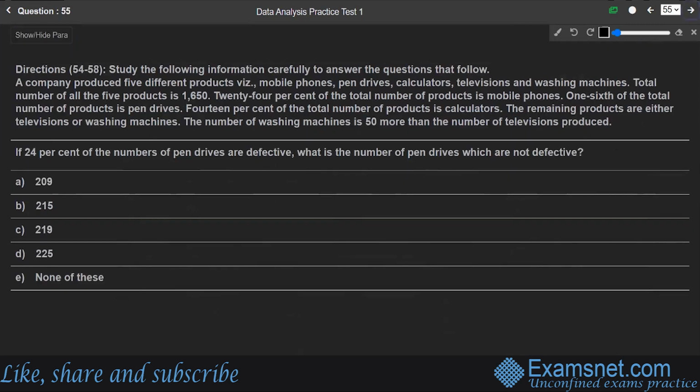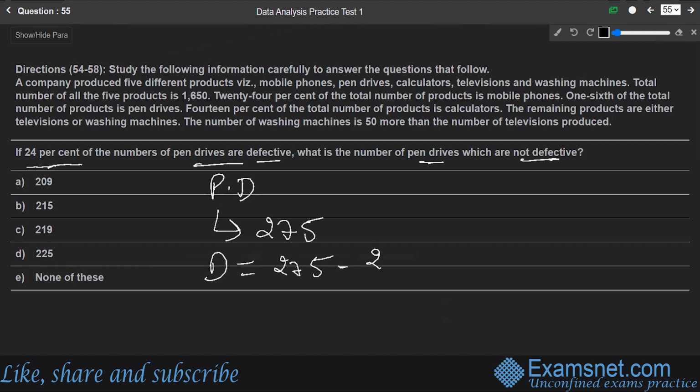Okay. Now, the same data continues. He's asking, 24% of the number of pen drives are defective. What is the number of pen drives which are not defective? So, the number of pen drives in the last table that we found out was 275. He's saying 24% of the number of pen drives are defective. So how many are the defective pen drives? The defective pen drives will be simply 24% of the total number of pen drives, that is 275.